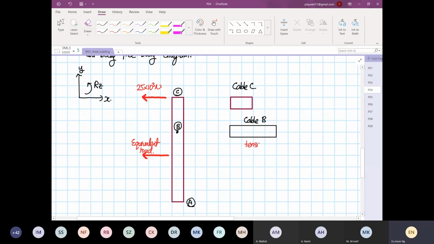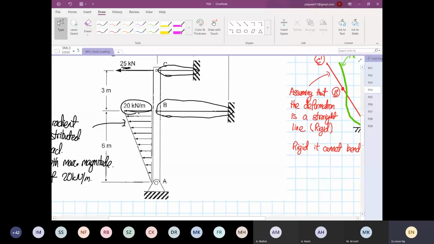And this is under what? Tension. Why is that the case? Because without the cable, the structure will go in this direction. Yes or no? Without the cable, it will fall. So the cable is preventing it from going towards the left. That's why it's stretching. So this is very obvious that it's under tensile. Okay, so that's our cable.